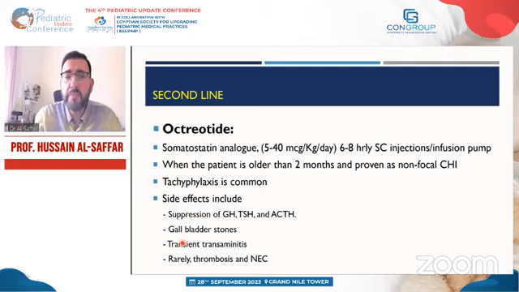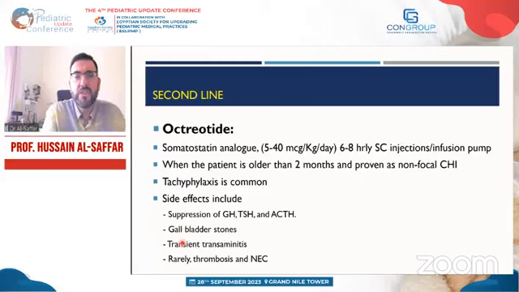It is preferably given when the baby is more than 2 months of age and it's proven to be non-focal congenital hyperinsulinism. But sometimes, when diazoxide, for example, is not available, we do start octreotide at a younger age. Tachyphylaxis is common with octreotide. By that time, the dose of octreotide may not be as effective as it used to be.